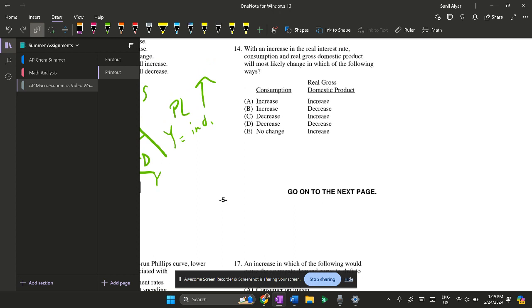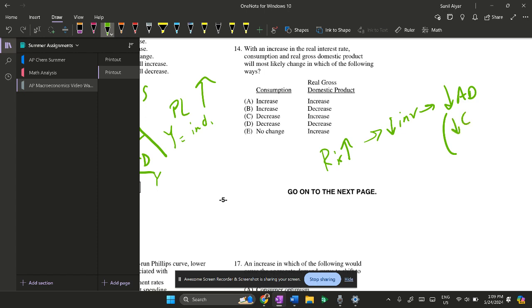With an increase in the real interest rate, consumption and real GDP will most likely move in which way? So you need to know this, right? This is the key here. If real interest rate or nominal interest rate or anything, but real interest rate has the most effect in the long run because of capital formation and crowding out. So if the real interest rate goes up, what does this do? It decreases investment, which decreases the aggregate demand curve, which inherently, in theory, decreases all of the C, I, G, and X, even though it doesn't actually. That's what you have to think of it as.